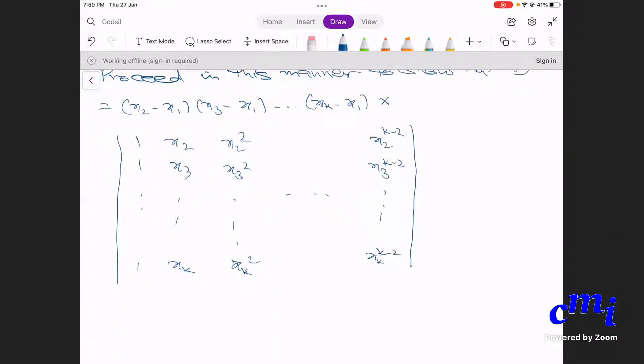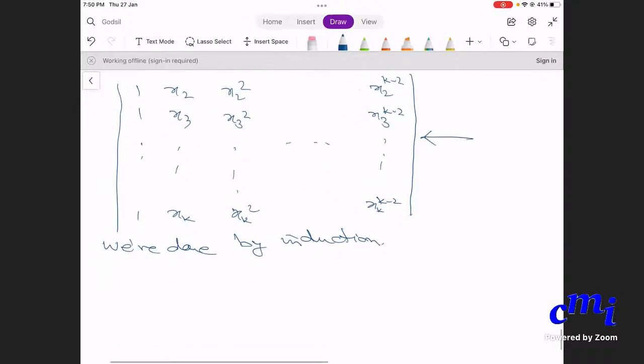And now I claim we are done by induction. We know how to calculate the determinant of this matrix. It's a k minus 1 sized Vandermonde. Now, I've gone a little fast through this. If you haven't understood the proof, I suggest you go through this, write it again clearly. Try the k equal to 4 case to understand how this proof works and how it shows that the product is x4 minus x1, x3 minus x1, x2 minus x1, etc., right? So try the 4th case to understand the proof.